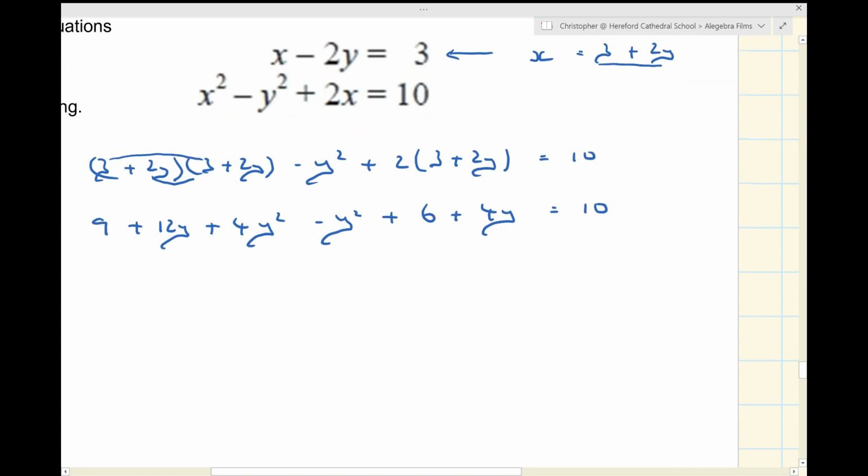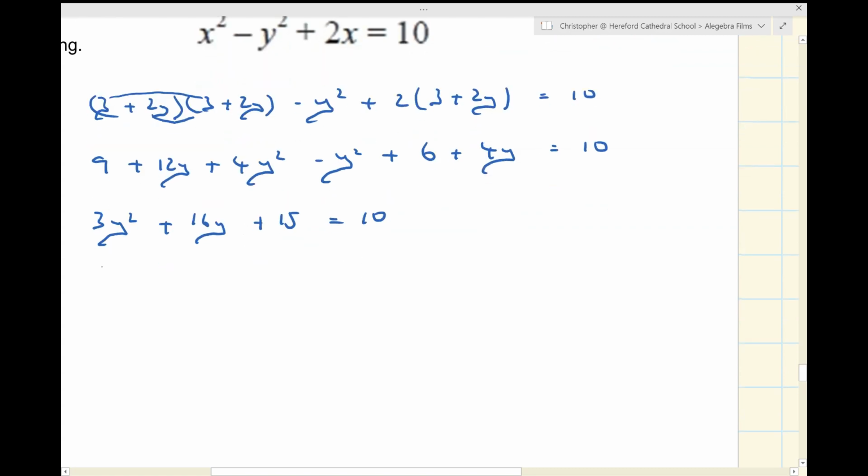Right. Tidy up the left-hand side. I've got 3y squareds there. What about the y's? I've got 12 plus another 4 gives me plus 16y. I've got a 9 plus a 6 gives me plus 15, and that equals 10. Set this equal to 0 before I look to solve it by factorising or using the formula probably. Let's have a look. Plus 5 equals 0. I've subtracted 10 from both sides.